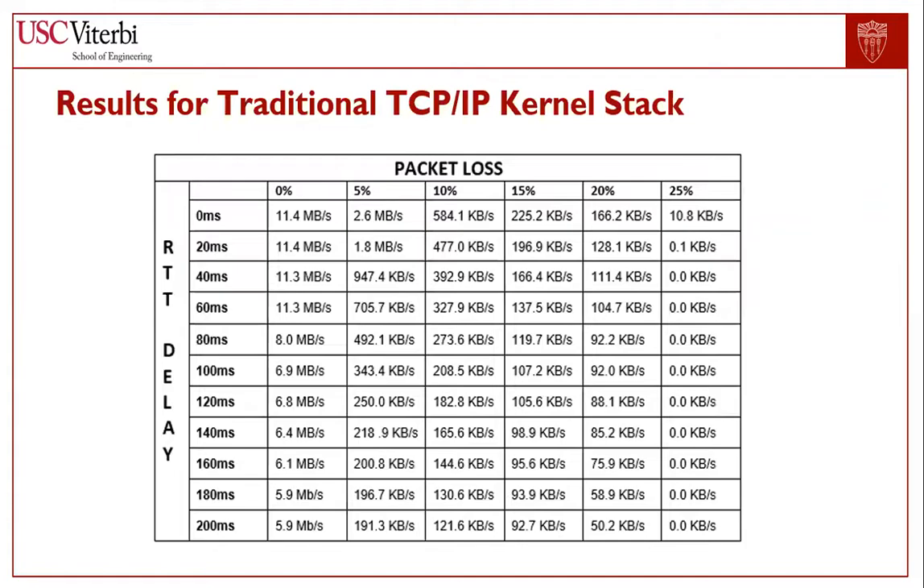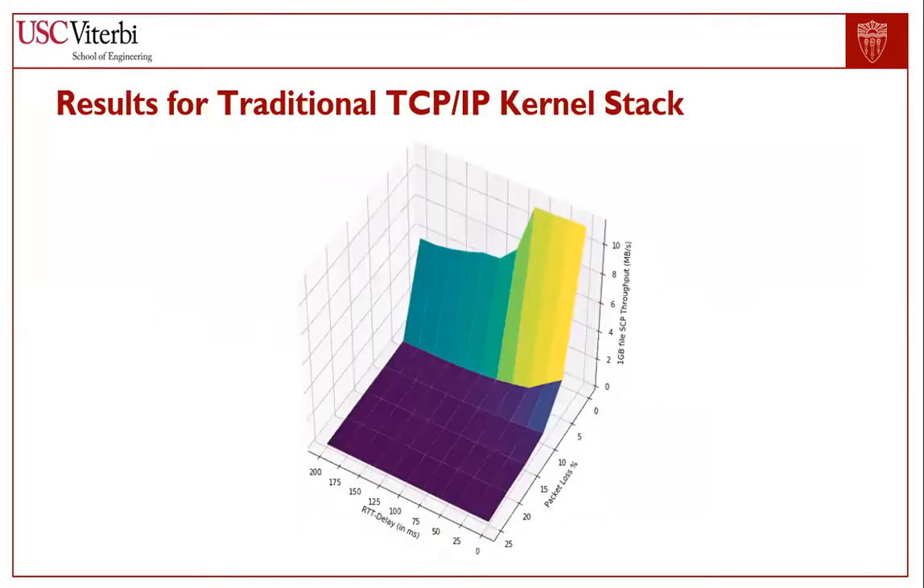This is the table which was made by changing RTT delay and packet loss. We can see that as we increase delay and packet loss, the throughput decreases. And from this graph, we can see that the throughput is decreasing exponentially when delay and packet loss are increasing.